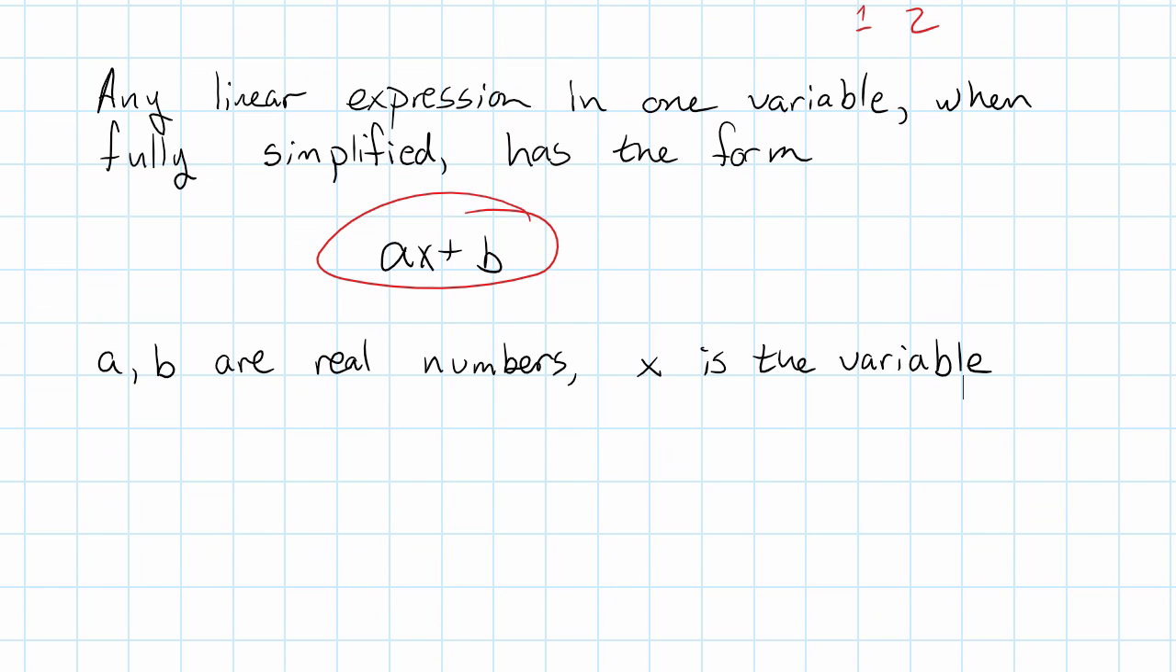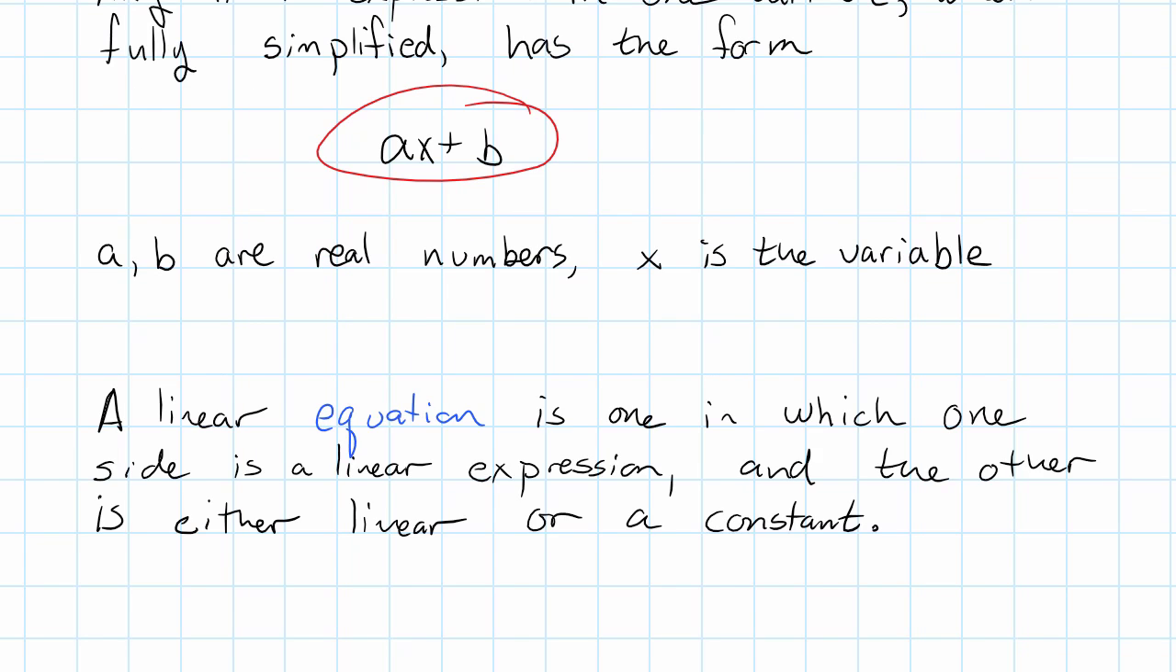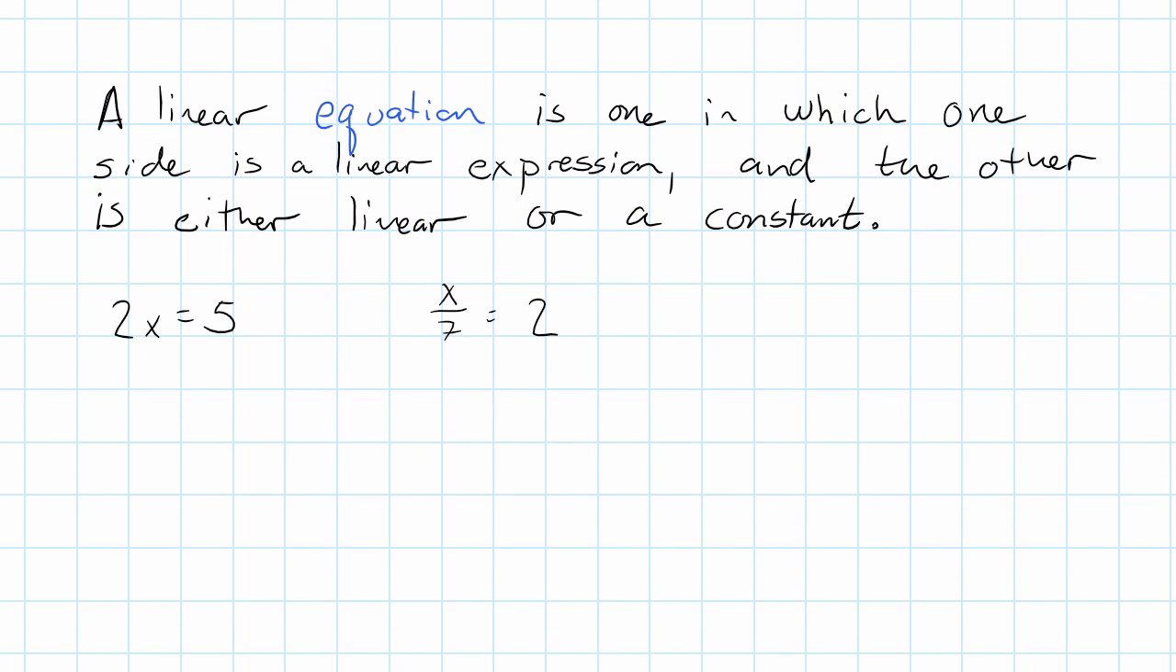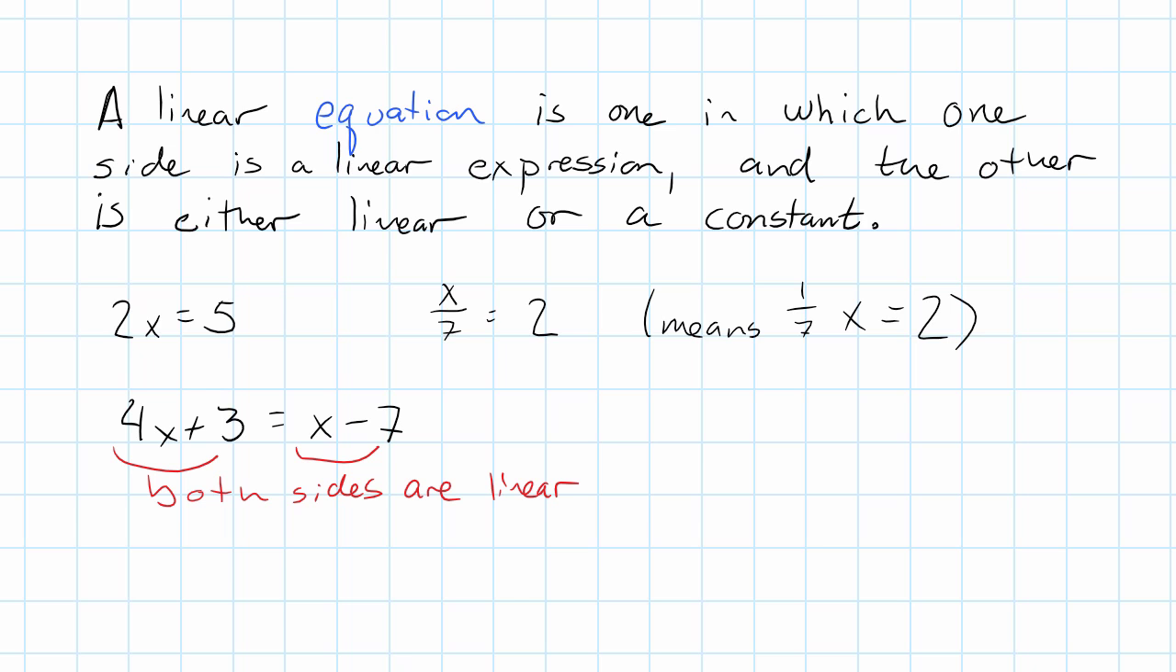Okay, what does it mean to have a linear equation then? A linear equation is one in which one side is a linear expression and the other is either linear or a constant. So for example, 2x equals 5, x over 7 equals 2. Remember that x over 7 really means 1/7 times x. 4x plus 3 equals x minus 7. Notice in this case, both sides are linear.